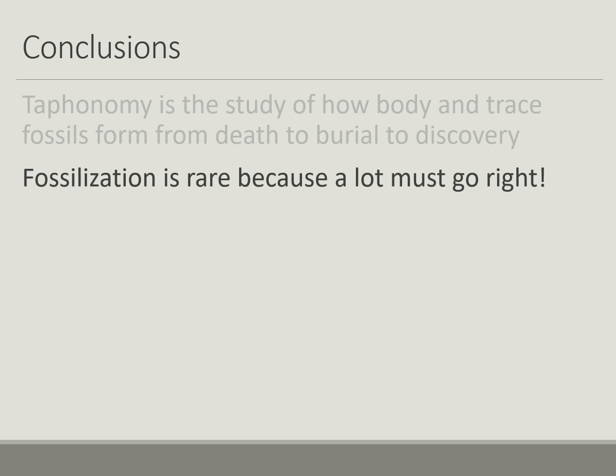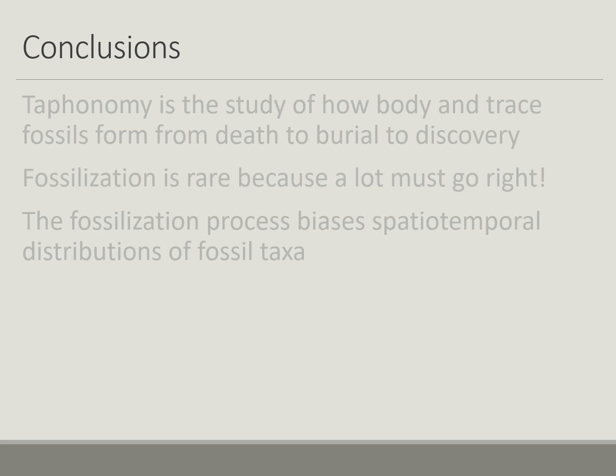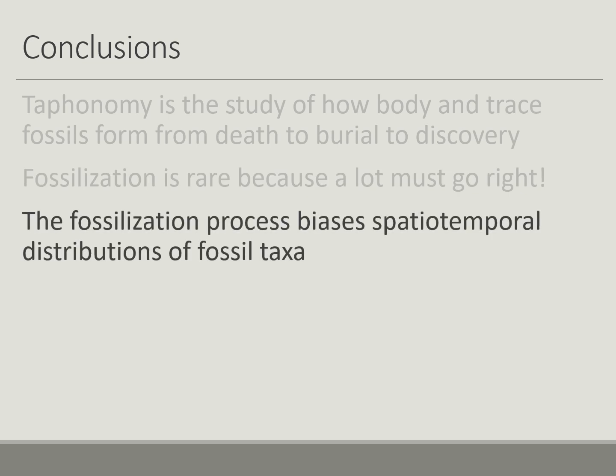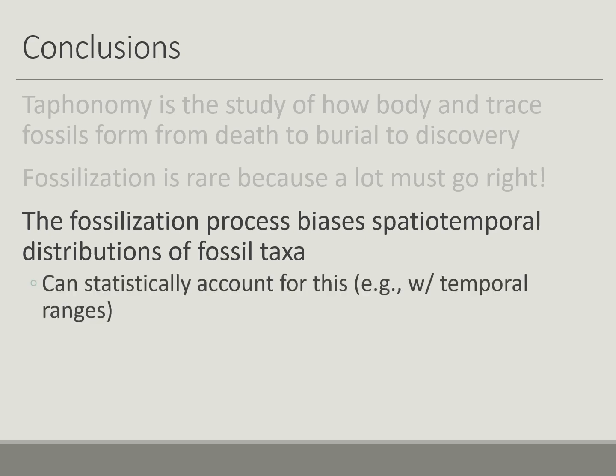Fossilization is rare. Again, I say it's just like winning the lottery, because a lot of processes have to go right. A lot of those processes that destroy your bones cannot happen. You have to be saved from those, among other processes in the taphonomic pathway. The fossilization process biases spatial and temporal distributions of fossil taxa. So again, that's my dartboard metaphor. And you can statistically account for this, for example, as I showed for that Australopithecus afarensis fossil lineage with temporal ranges.